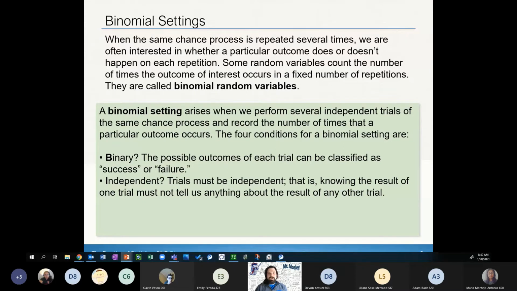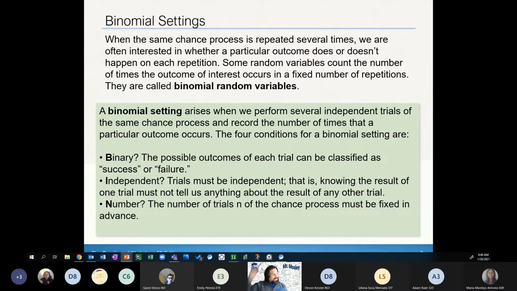Consider like flipping a coin, right? Every time you flip a coin, those are independent trials. Knowing that the first time you flipped it, it was a heads, tells us nothing about whether or not you'll get a heads on the second flip. Those are independent. Right. Number. Right. The number of trials n of the chance process must be fixed in advance.